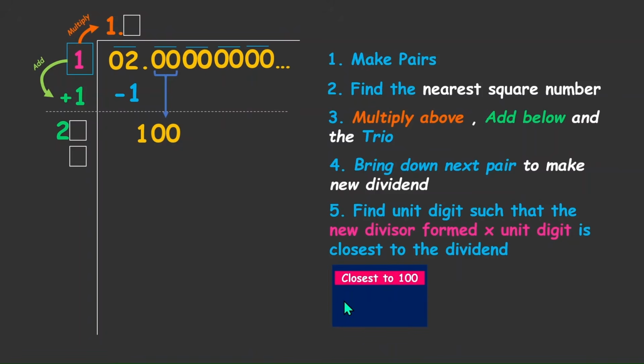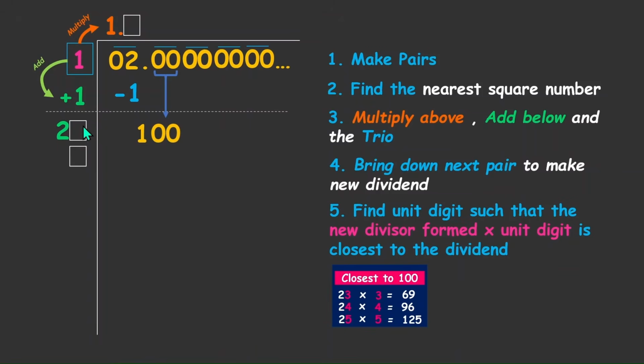Closest to 100, let's see 23. If we put 3 in the units place, we get 23 into 3 would be 69. Okay, now let's check 4. 24 into 4 would be 96. Now that is pretty close to 100. Let's also check with 5. 25 into 5, that is 125. Now that overshoots. That is more than 100. So the closest to 100, which is less than 100, would be with the unit digit 4.